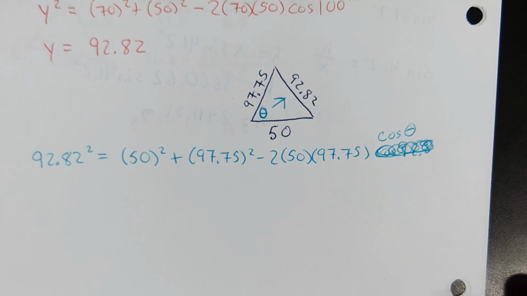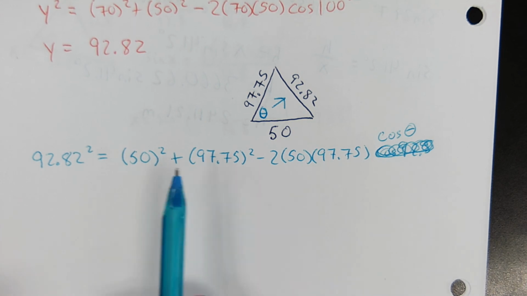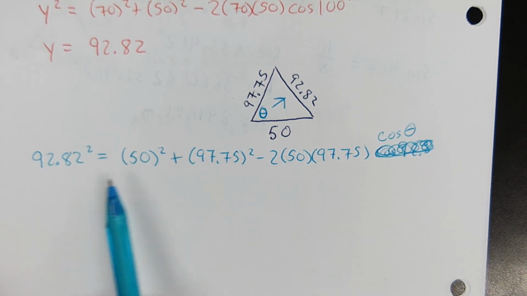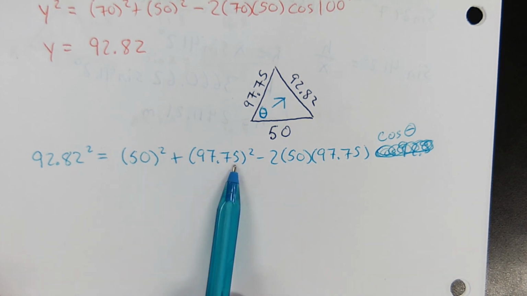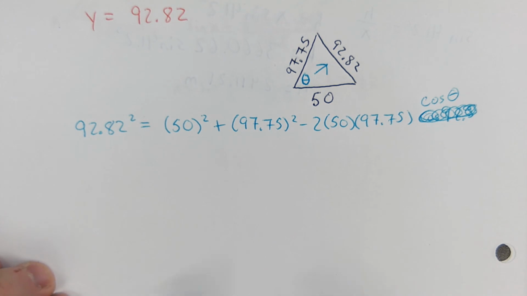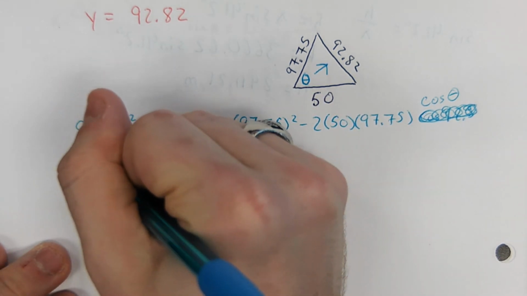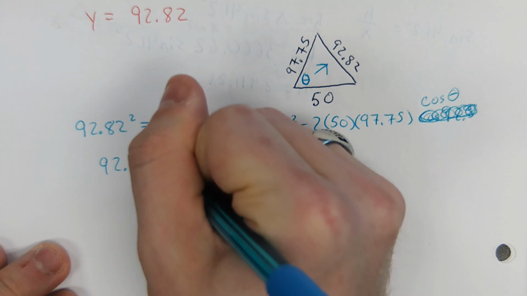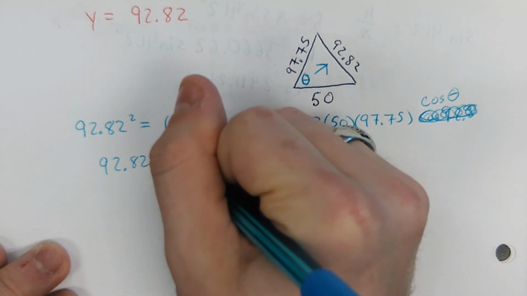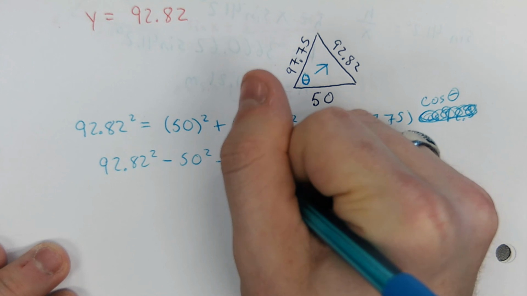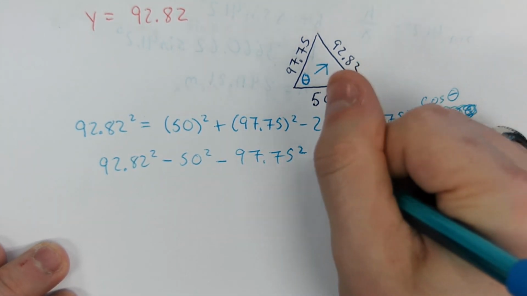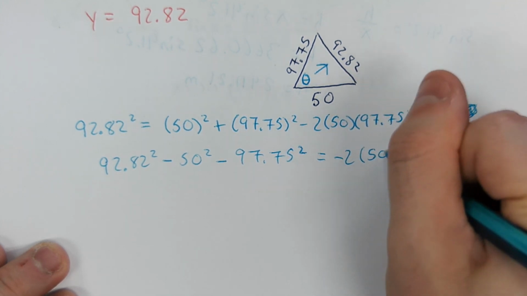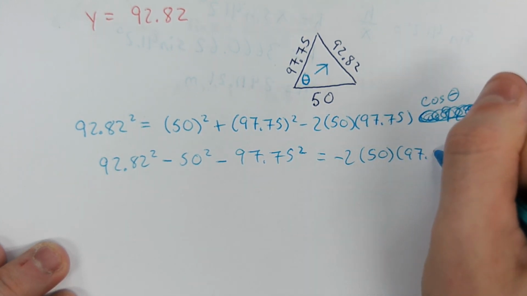I'm trying to isolate theta. I have to do a lot of work for this. I'm not going to actually compute this stuff, it's not worth writing the numbers down. I'm going to subtract this and this. So 92.82 squared minus 50 squared minus 97.75 squared equals negative 2 times 50 times 97.75.